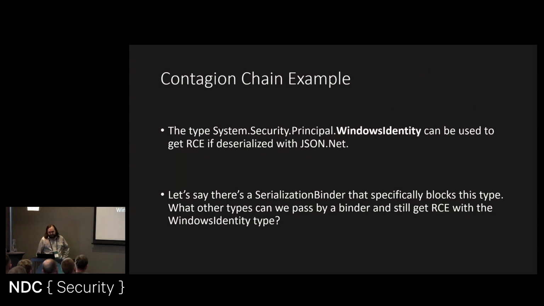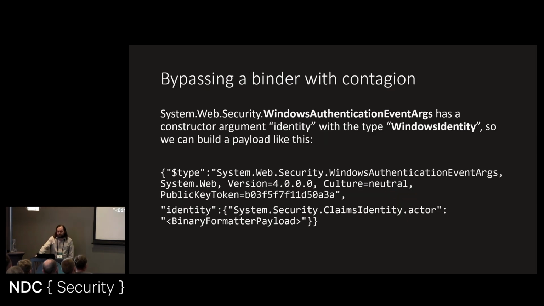And here's an example of that. The WindowsIdentity type I used earlier, that's an RCE gadget for JSON.NET. It lets you pivot to BinaryFormatter. And let's say you've got a serialization binder that says, okay, we're going to block WindowsIdentity. We know it's dangerous. What other types are there that let you get that in there? Well, there's the WindowsAuthenticationEventArgs type in .NET, and it has a constructor argument called identity, whose type is WindowsIdentity.